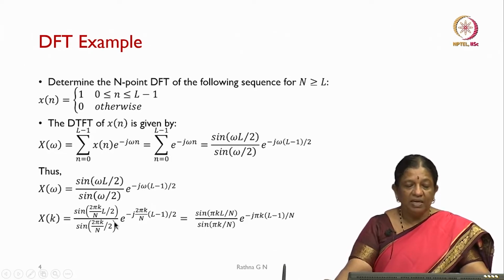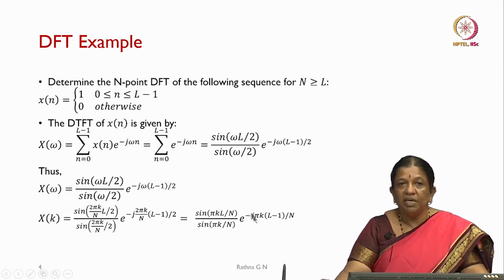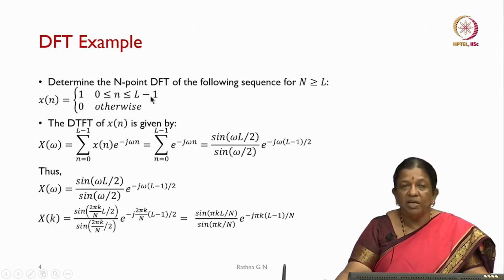So X(k), if we calculate it in the DFT domain, as this was in the DTFT, becomes sin(2 pi k L/(2N)) divided by sin(2 pi k/(2N)), and then e^(-j 2 pi k/N times (L minus 1)/2). This is what we get if our x(n) is a unit step function u(n), where in this case the length is L minus 1.